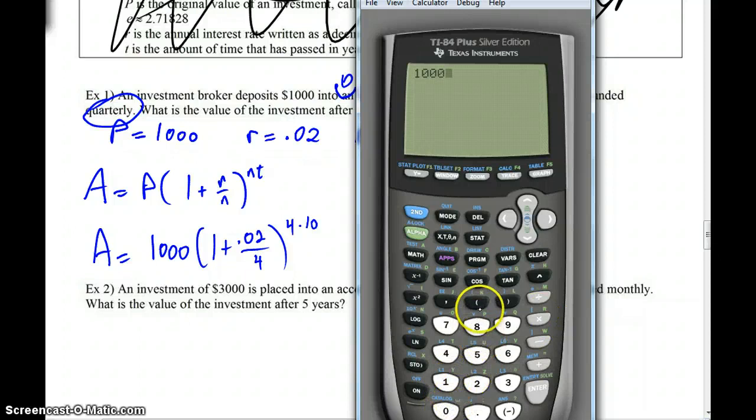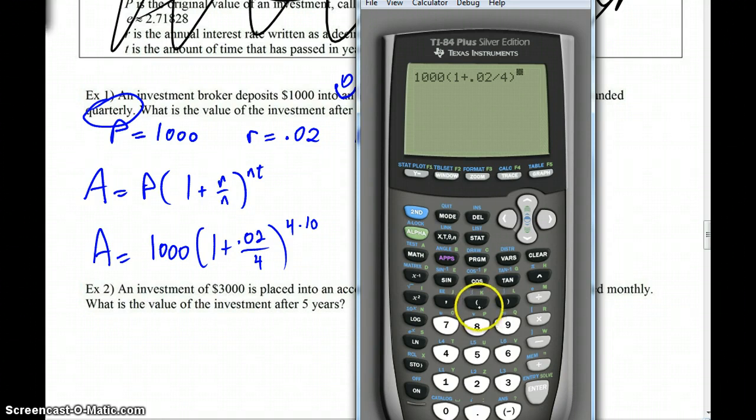1,000 parentheses 1 plus 0.02 divided by 4, and we'll close our parentheses. Now, at this point, what you're going to see if you don't have the latest version of the graphing calculator, when you hit the caret button right above the division, you will actually see a caret, this symbol right above the division button. However, my calculator is a little bit more advanced. It's got the latest software on it, so it actually raises up to where an exponent would be written up high.